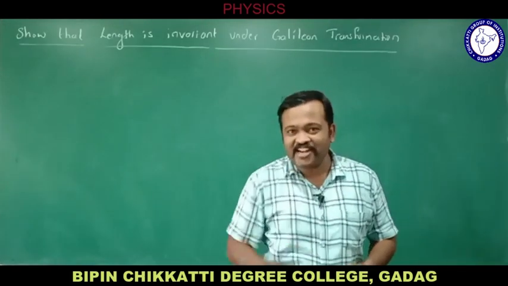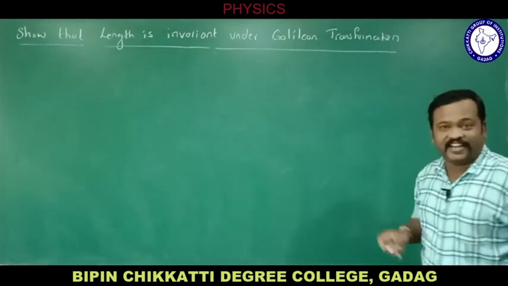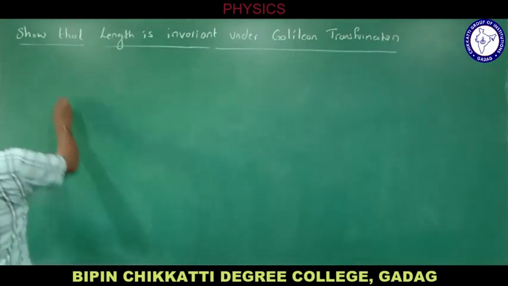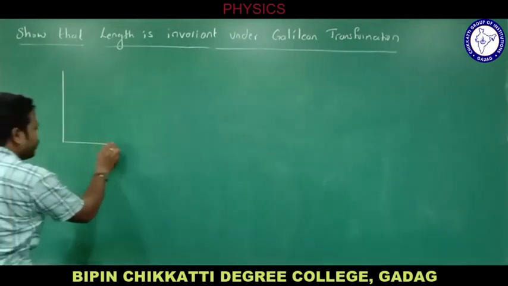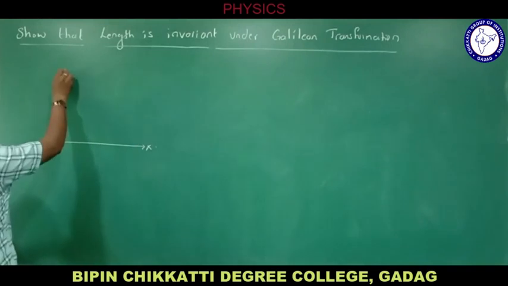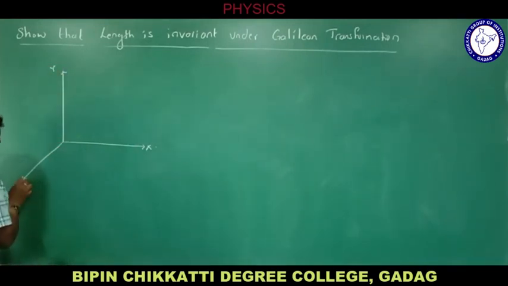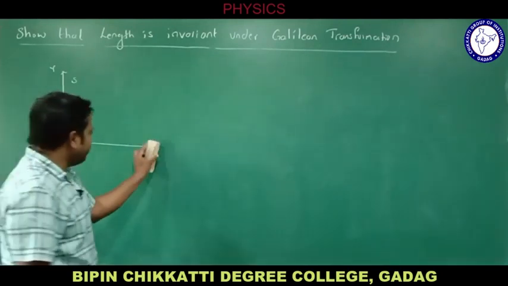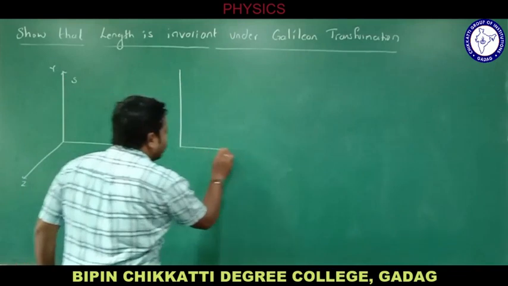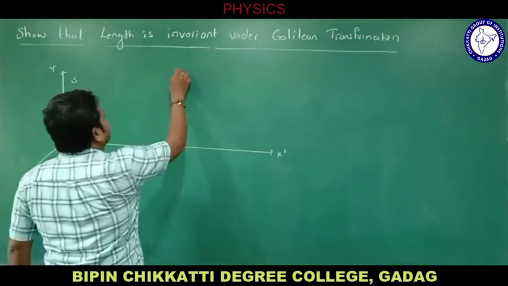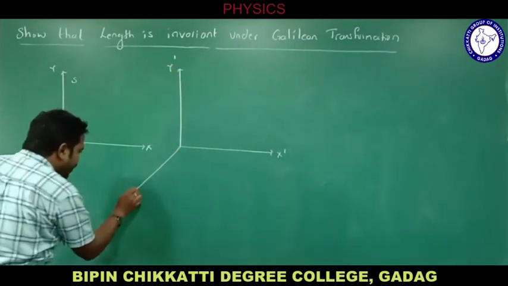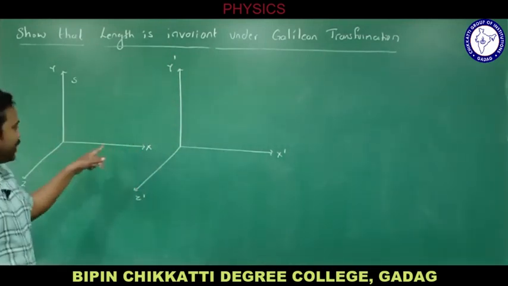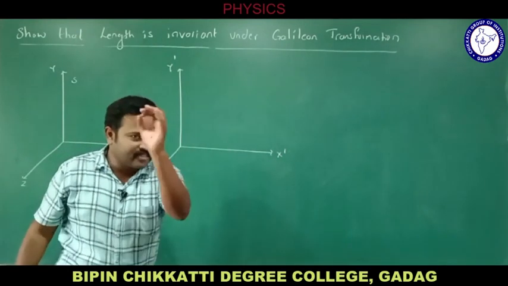Now let us prove that length is invariant under Galilean transformation. Let us take two inertial frames of reference. This is the first frame of reference; let me take axes as x, y and z. This is a frame S which is at rest, and let me take another frame whose coordinate axes are x dash, y dash and z dash, such that y is parallel to y dash, z is parallel to z dash, and x is in line with x dash.